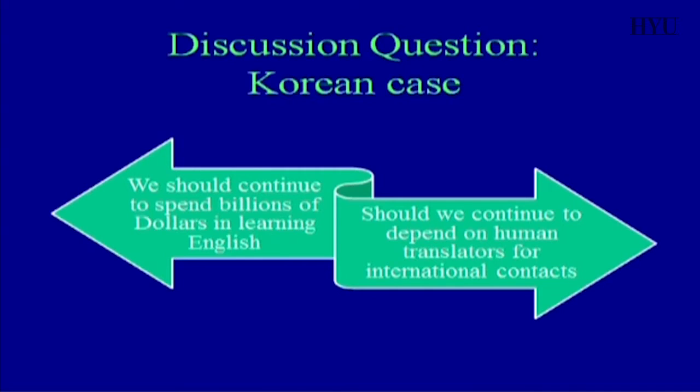So the discussion question is about the Korean case. In Korea, they spend a record amount of money in learning English. Then the question is, should we continue to spend billions of dollars in learning English, or should we continue to depend on human translators for international contact?